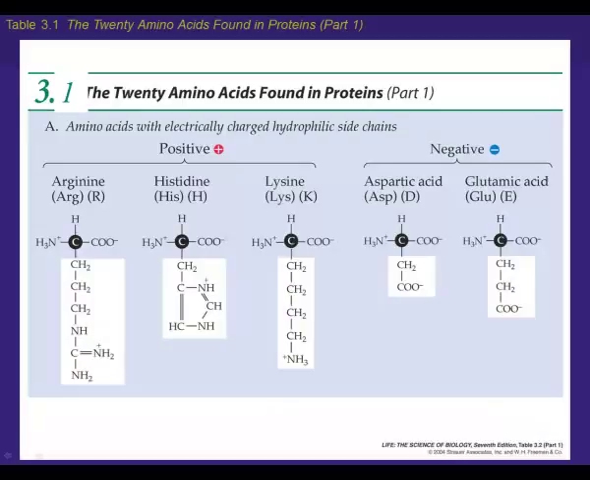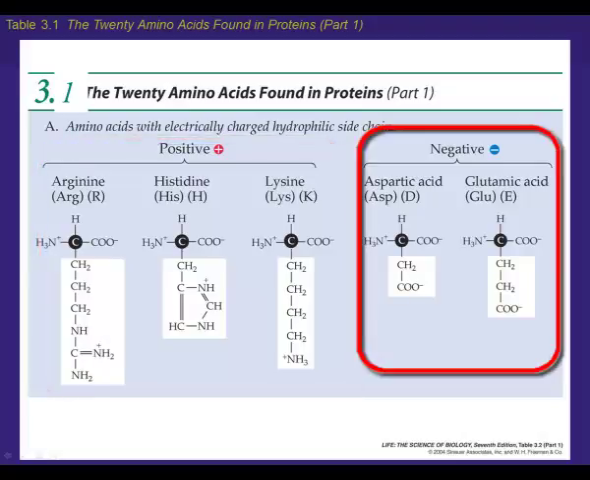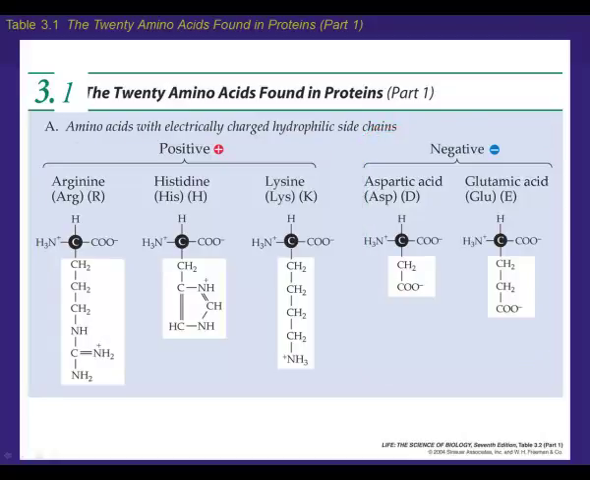There are 20 amino acids placed into 4 groups on the basis of their chemical structures. The first of these are the amino acids with charged side chains. 3 of these are positively charged, and 2 of these are negatively charged. They all readily form hydrogen bonds with water and thus are considered hydrophilic. In this slide, the white boxes indicate the side chains. Notice that the rest of the structure is invariant from one amino acid to the next.